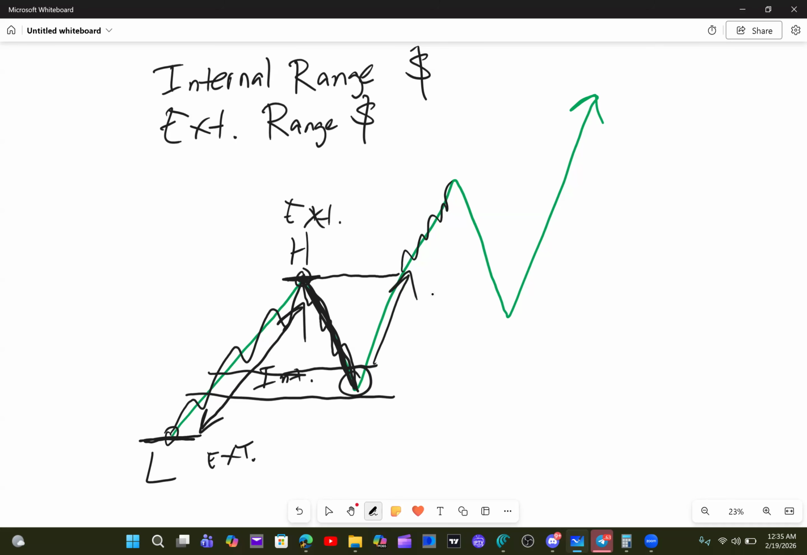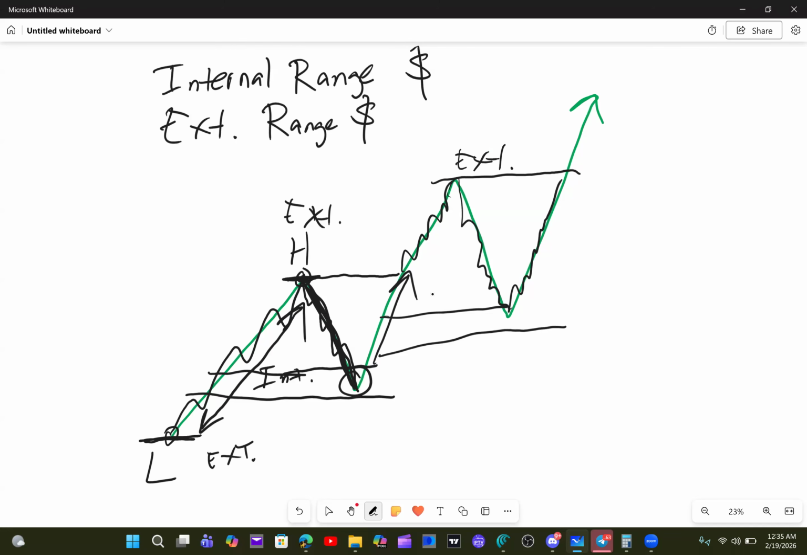Now, once you get here, you can either get out of your trade and then wait for another pullback to some more internal range and get in again. All right. Target external again.